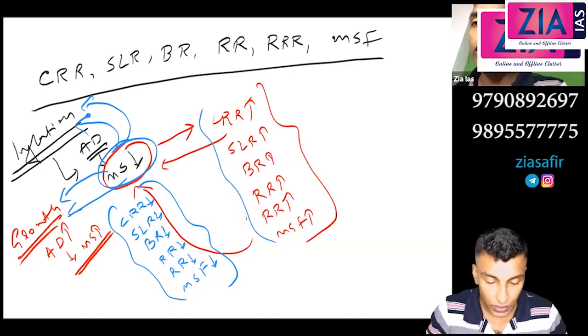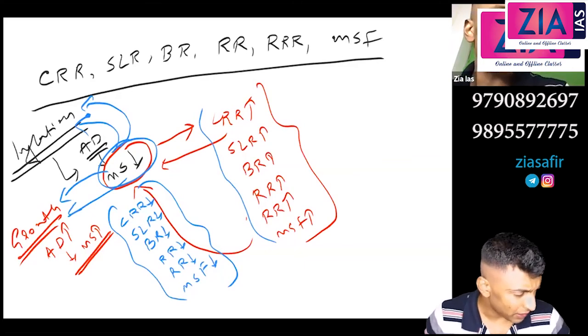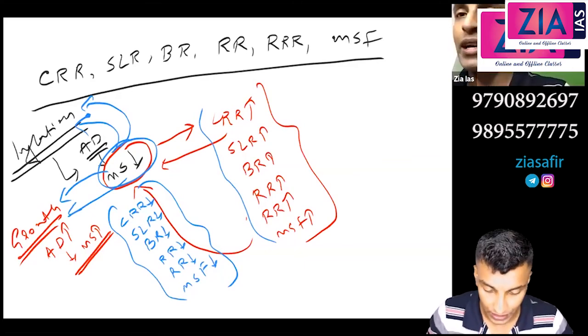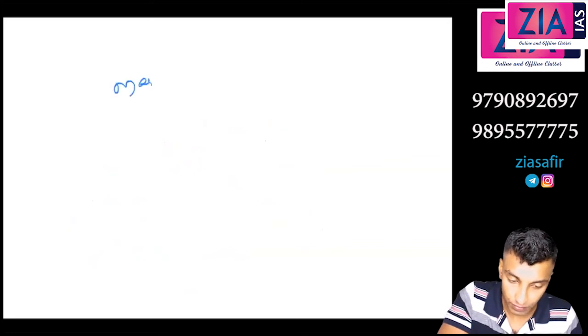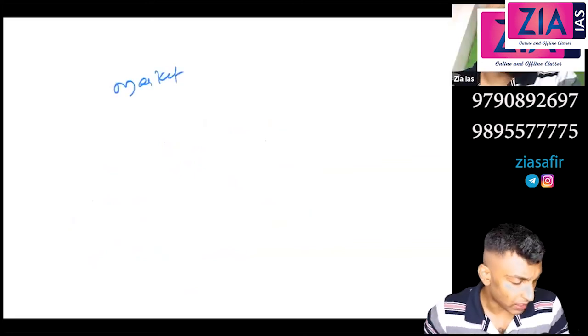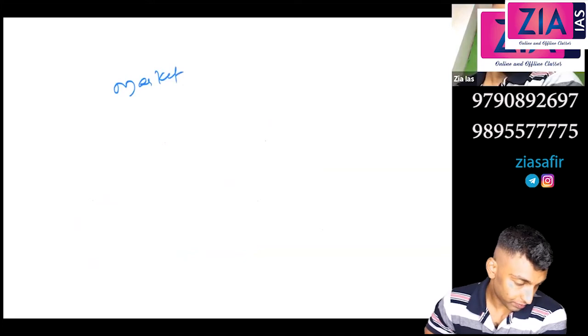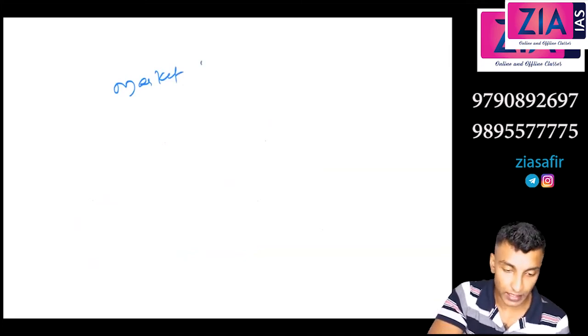So all these are clear, all these quantitative measures. One more is there, that's very simple, you can just write there, Market Stabilization Scheme. Sir, is this the open market operations? Open market operation will come here. Okay. Market Stabilization Scheme.